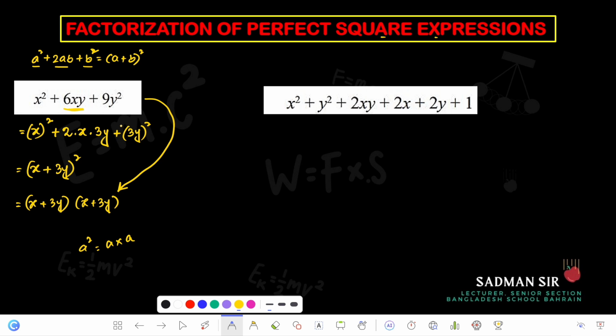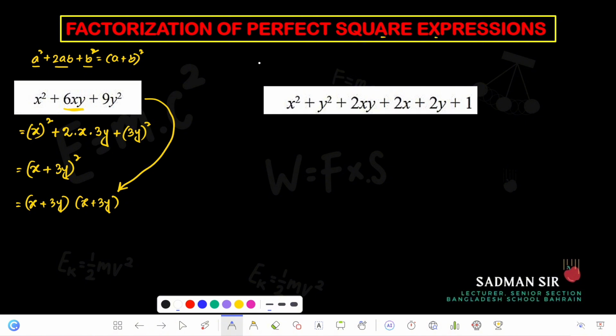As the given expression is a perfect square expression, we can say that we have done the factorization of a perfect square expression. I hope it is clear. Now let us take a look at the second one. You can see that this one is a little bit longer.